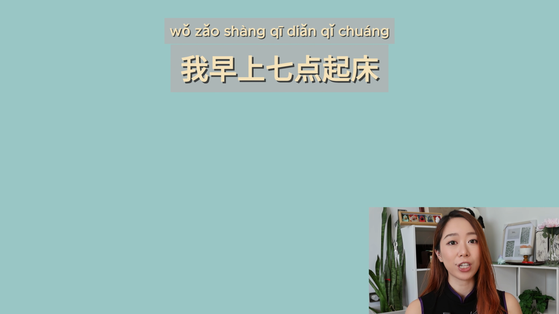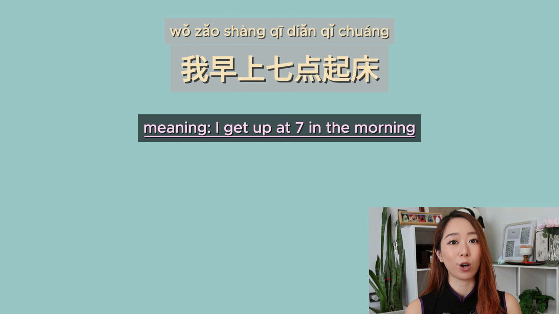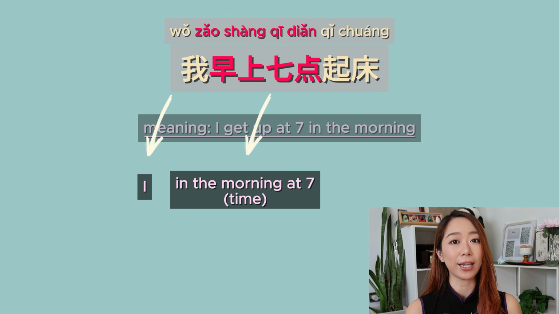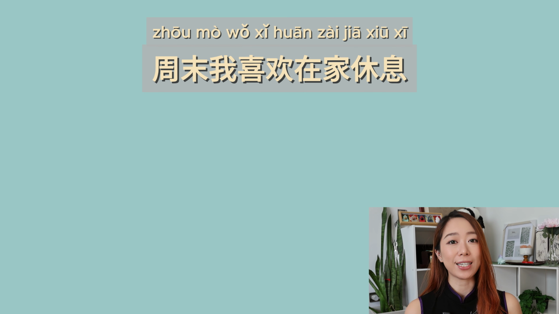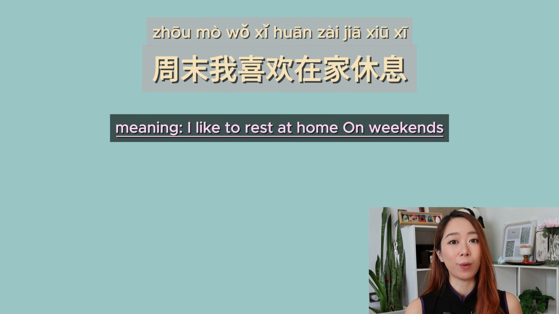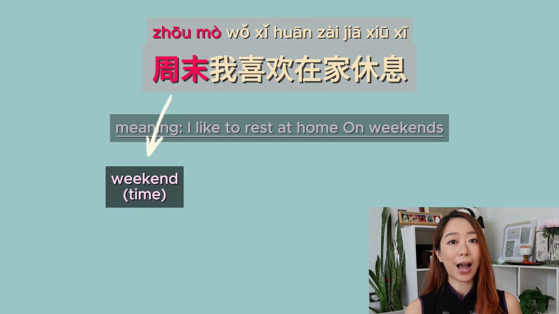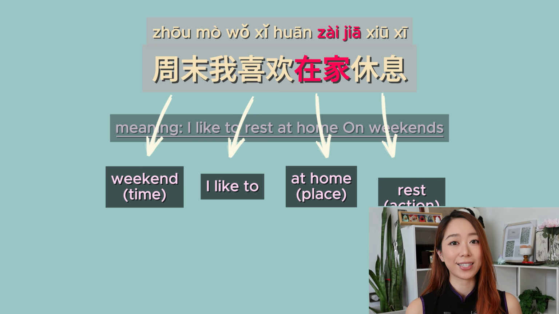The sentence order is more complicated than the other points, so we will see more examples here for your better understanding. 我早上7点起床, meaning I get up at 7 in the morning. But the Chinese sentence order is I, in the morning, at 7, get up. 周末我喜欢在家休息, meaning I like to rest at home on weekends. But the order in Chinese, weekend, I like to at home rest.